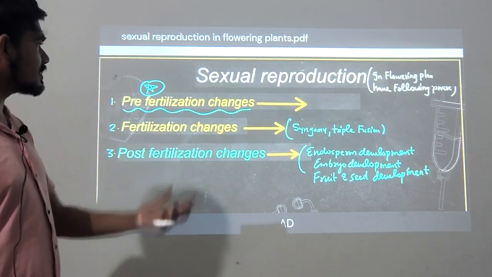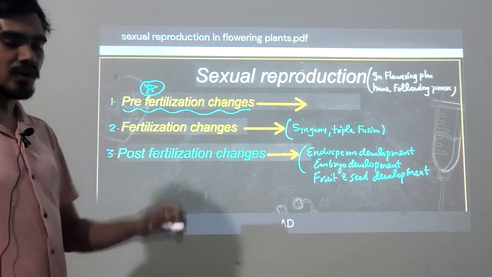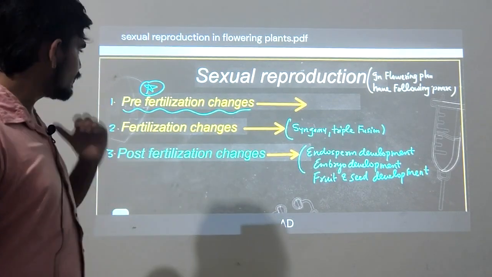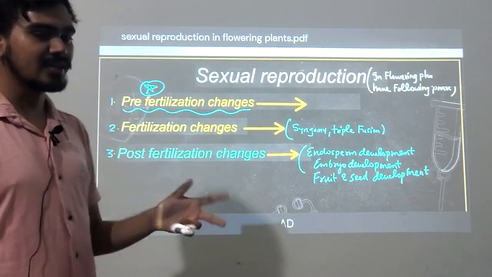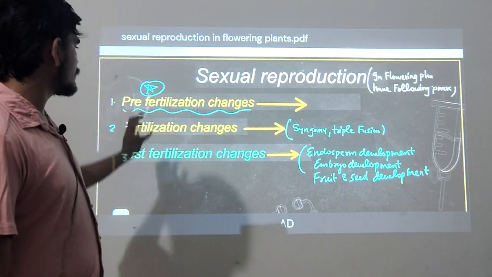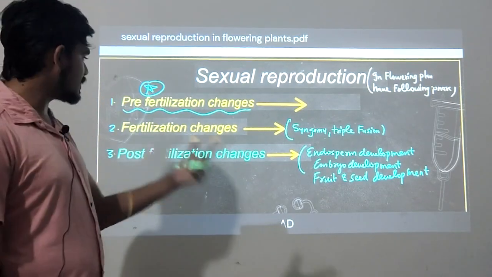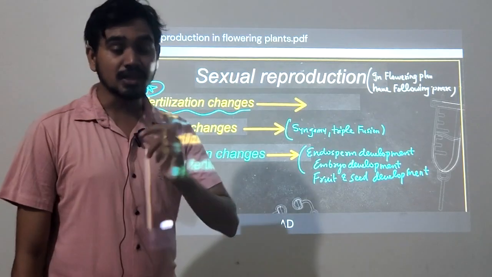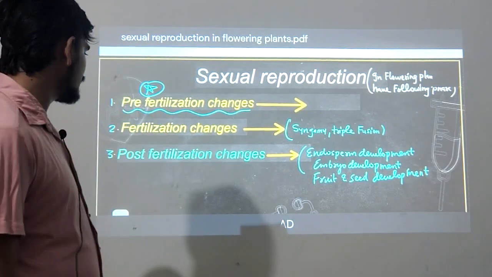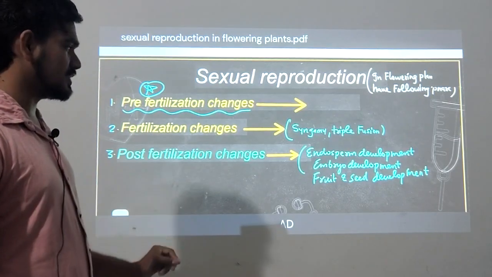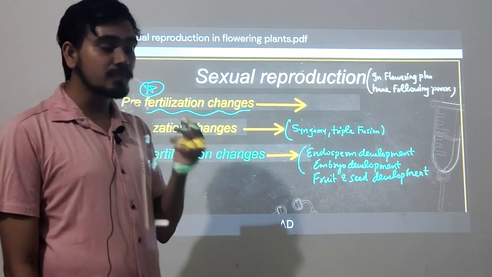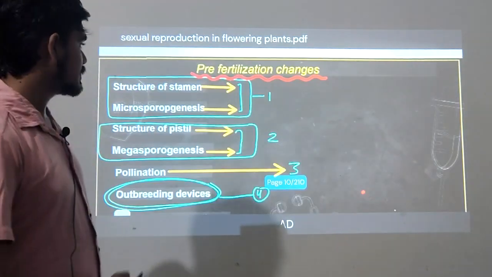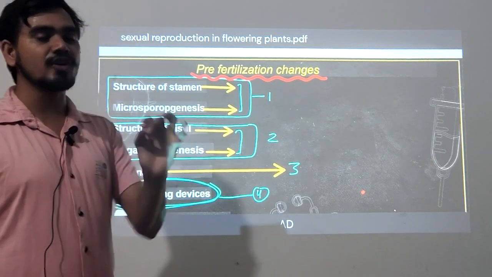So now we will start the chapter on sexual reproduction in flowering plants. We are going to divide this lecture into three parts. First, we are going to deal with the pre-fertilization changes. After that, we are going to discuss the fertilization changes, in which we will discuss double fertilization, syngamy and triple fusion. After that, post-fertilization changes, in which we will discuss endosperm development, embryo development, and fruit and seed development. So now we will study the pre-fertilization changes.